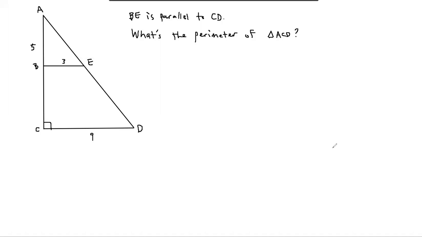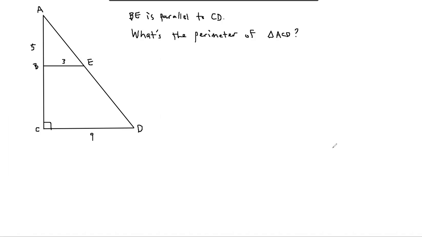Question 23 presents us with this diagram and tells us that segment BE is parallel to segment CD. We're then asked to find the perimeter of triangle ACD. The most important part of this question is recognizing that triangles ABE and ACD are similar triangles.